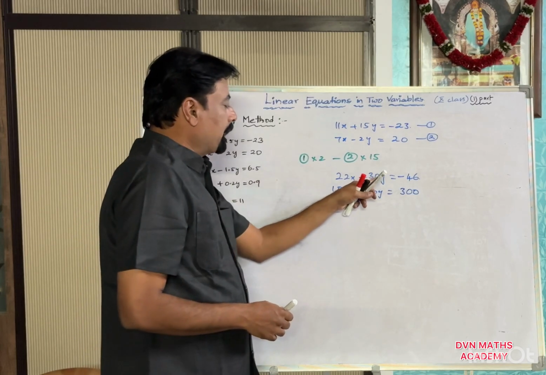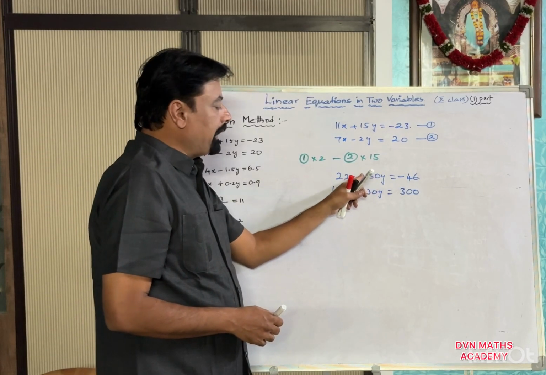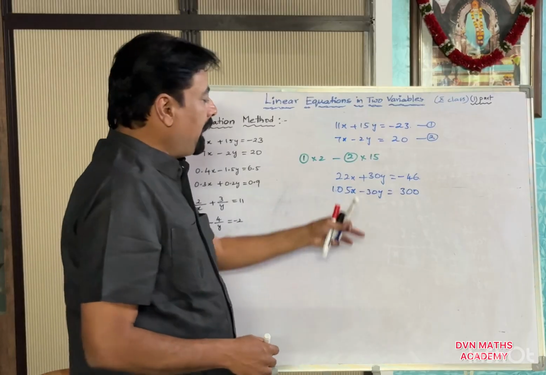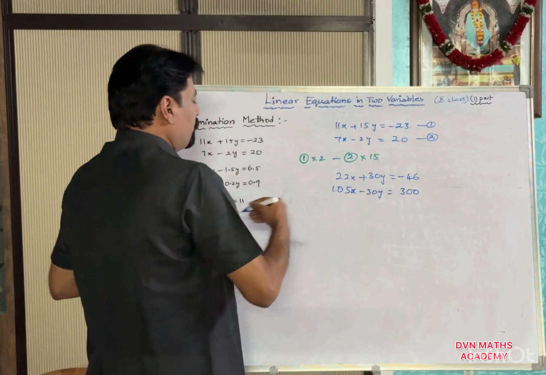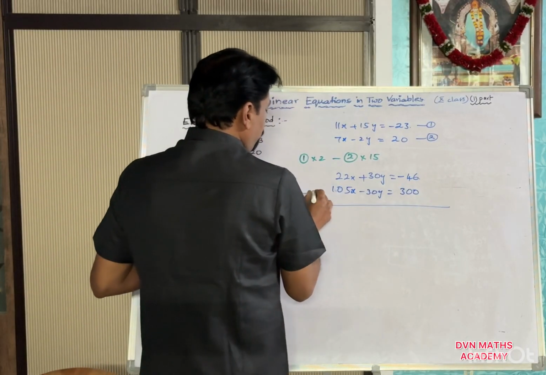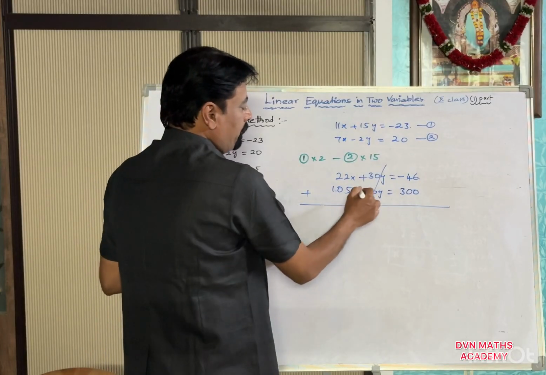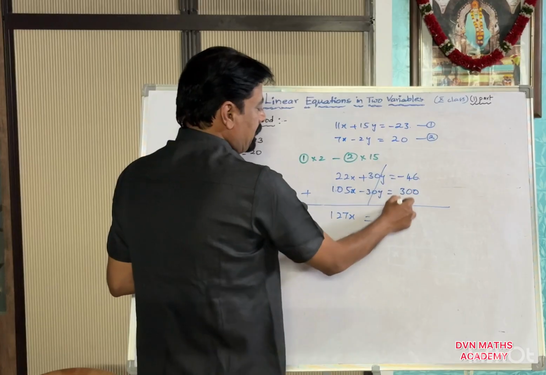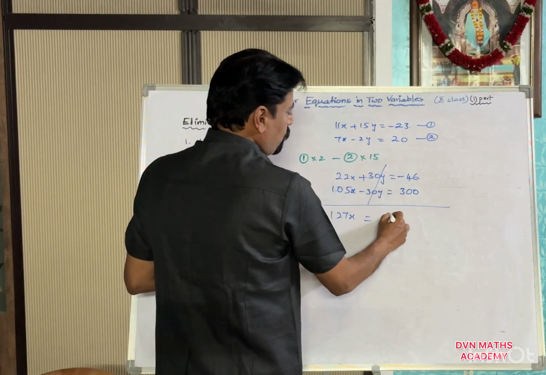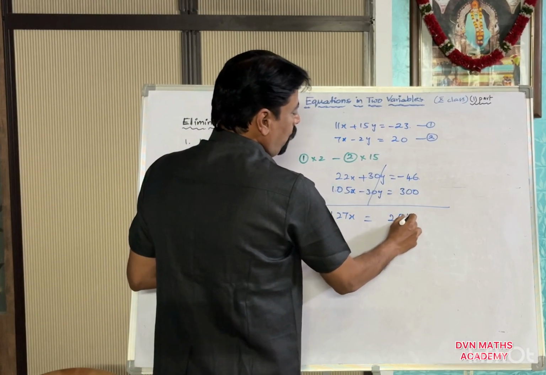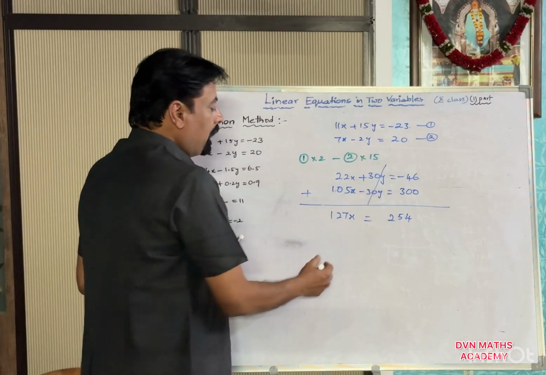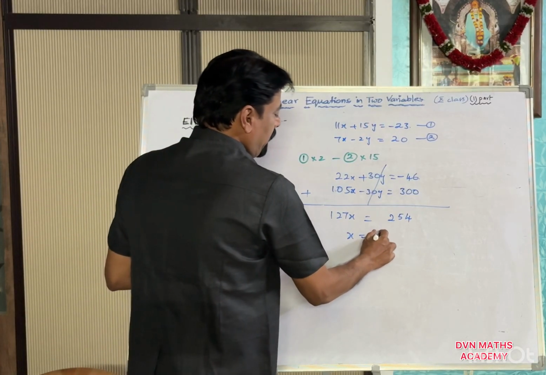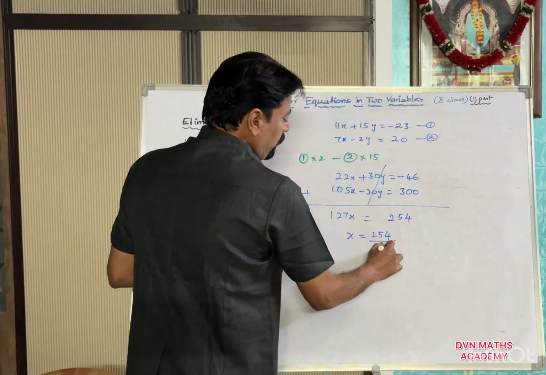What happened now? The coefficients of y are equal and they are having different signs. If they are having different signs, just add both equations. If you add both equations, these two will be cancelled. This becomes 127x and this 300 minus 46 is 254. Now my x is equal to 254 by 127.